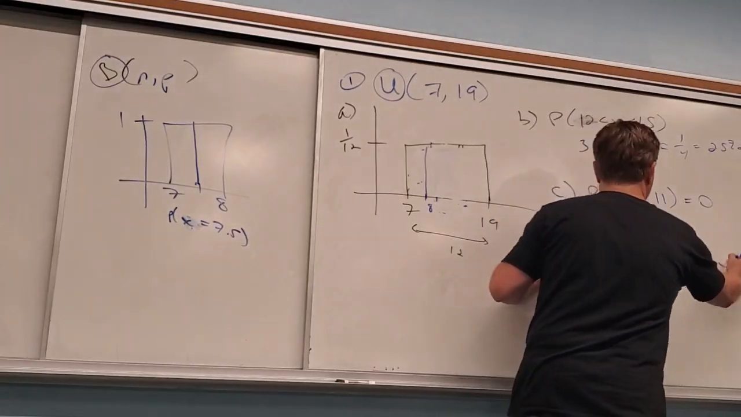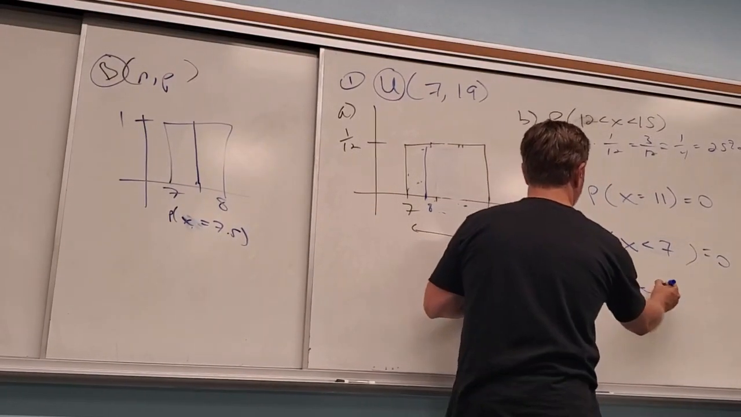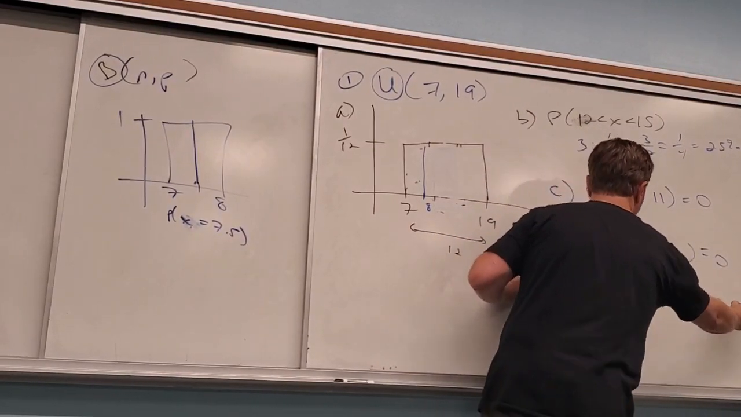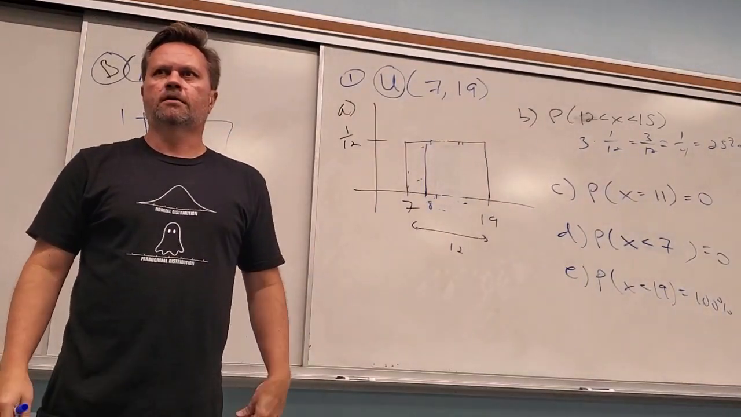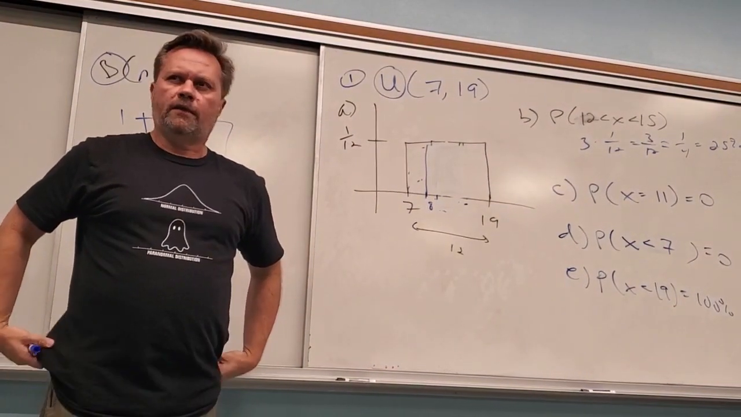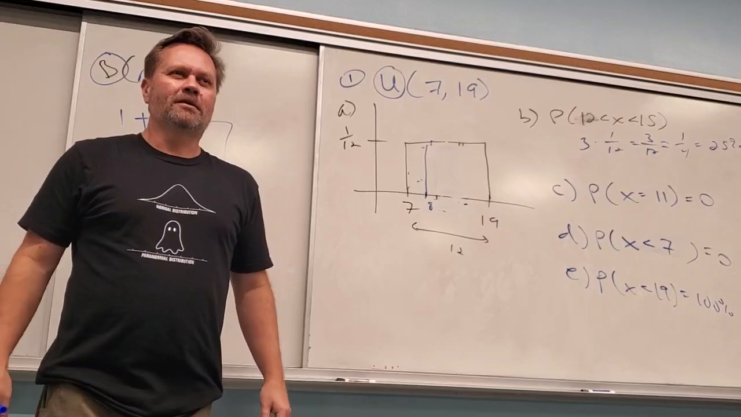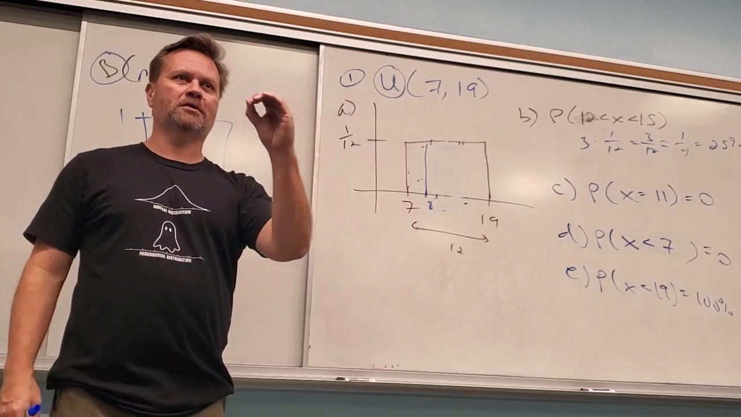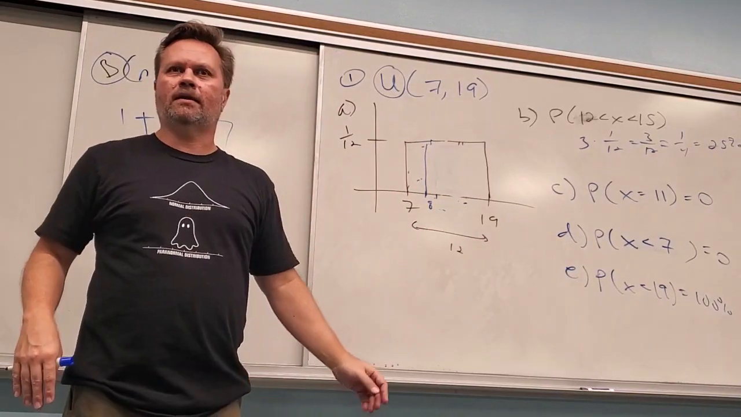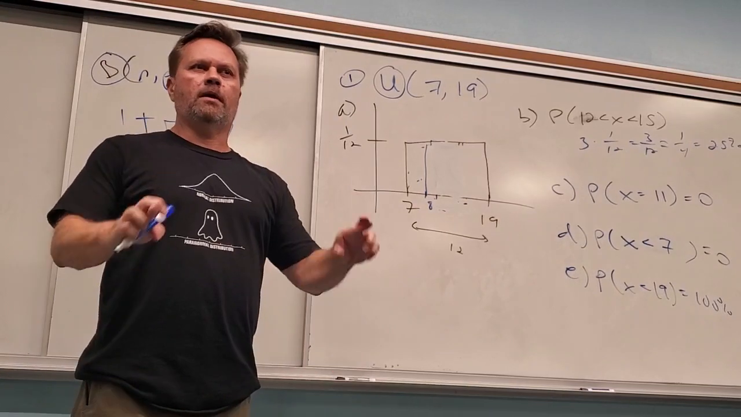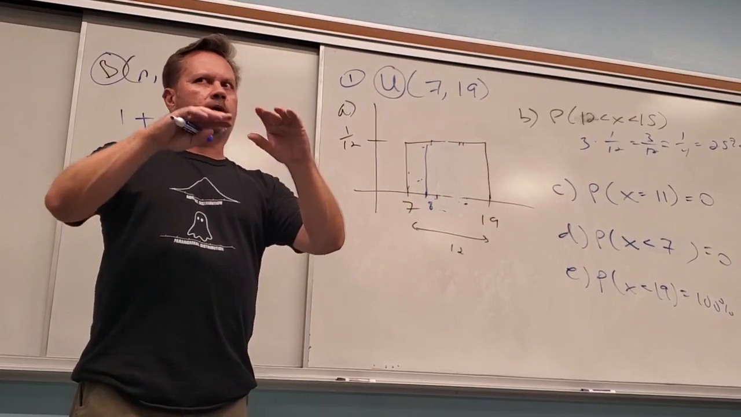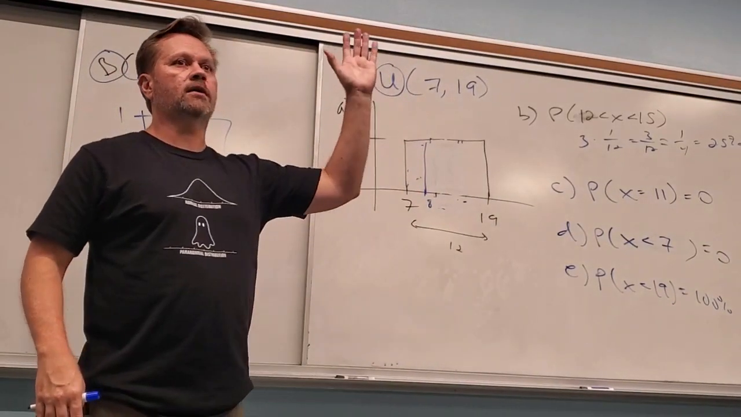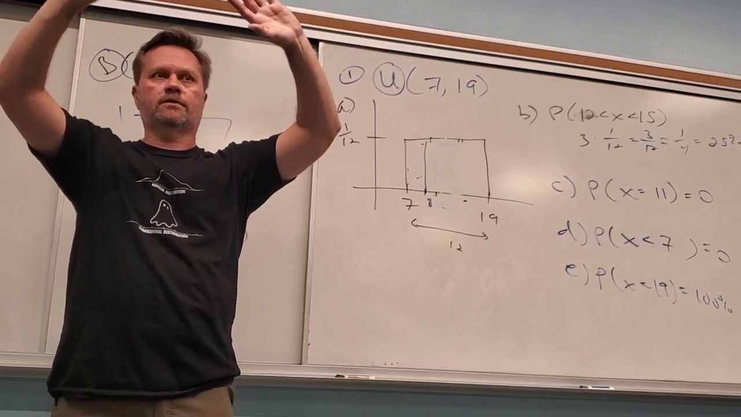So that's also 0. What about the probability x is less than 19? 100%, because that's the whole picture, right? Now somebody this morning said, doesn't that leave out 19? It does, but what's the probability x equals 19? 0. So that doesn't add anything, so that's everything. There are a couple of weird conceptual things, but for the most part, uniform distributions are great because they're just areas of rectangles, right?